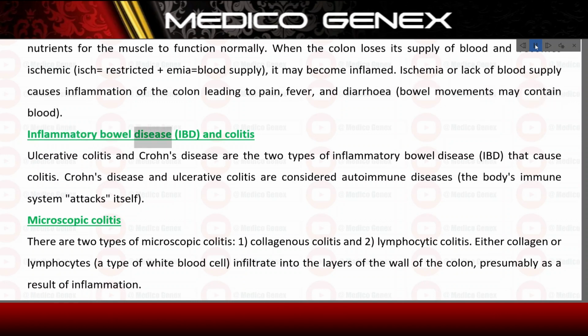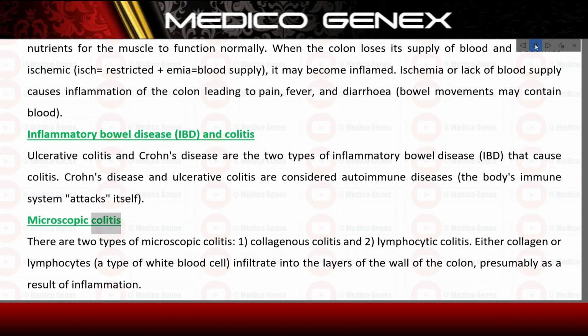Inflammatory bowel disease, IBD, and colitis. Ulcerative colitis and Crohn's disease are the two types of inflammatory bowel disease, IBD, that cause colitis. Crohn's disease and ulcerative colitis are considered autoimmune diseases. The body's immune system attacks itself.